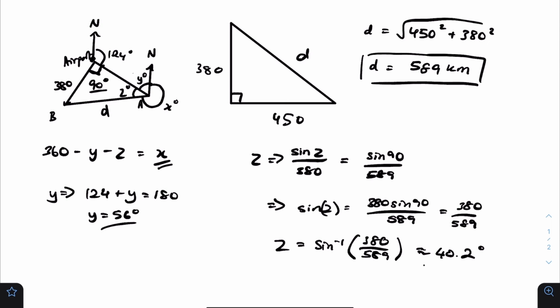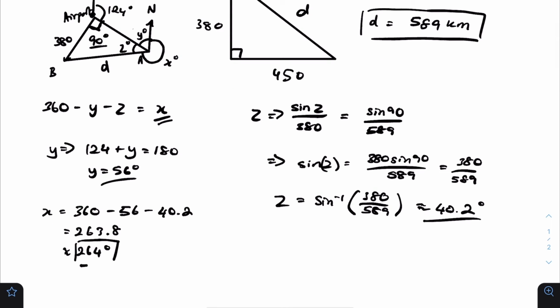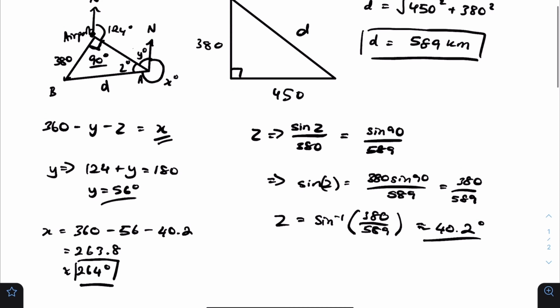All right. So now we know what y and z are. We can say that x is equal to 360 minus 56 minus 40.2, which is equal to 263.8. Rounding it to the nearest number, we get 264 degrees. So therefore, the bearing of B from A is 264 degrees.